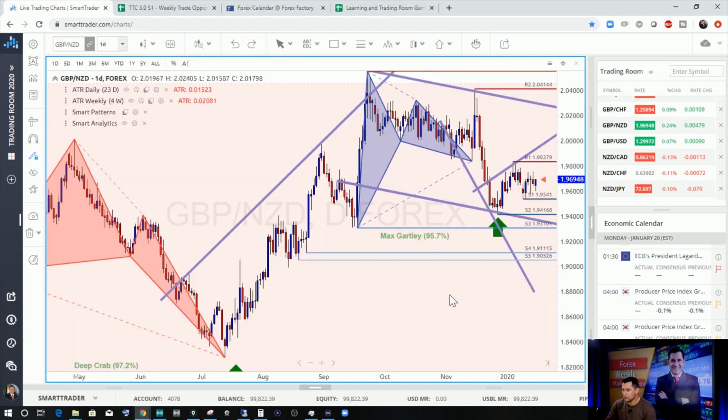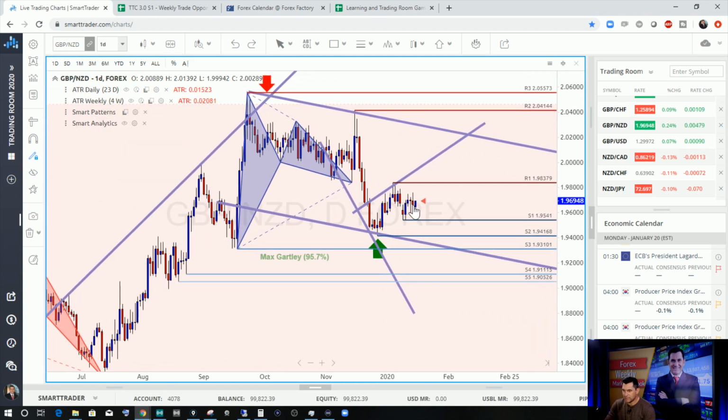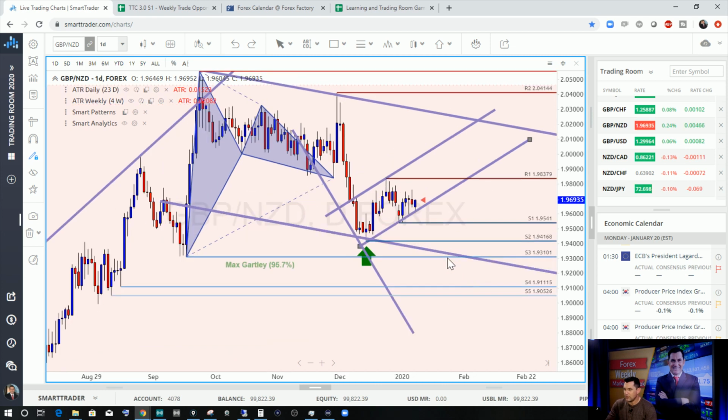This is Pound New Zealand dollar. Also seeing a little bit of strength coming in. I wouldn't be doing anything at the moment right now. I don't think so. Let me see here. Actually, I just remembered that we actually spoke bullish about this. Yep, I'm bullish on Pound New Zealand dollar.